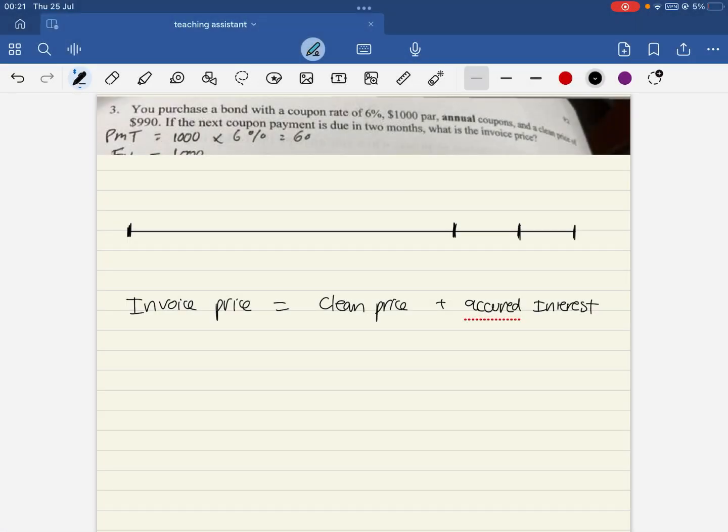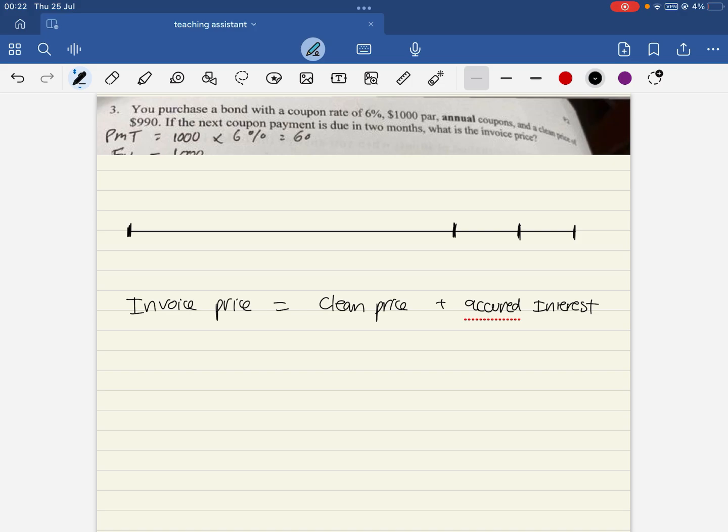Moving up to the next question. You purchase a bond with a coupon rate of 6%, $1,000 par, annual coupons, and a clean price of $990. If the next coupon payment is due in 2 months, what is the invoice price? For this exercise, first I want to provide the formula. So invoice price is equal to clean price plus accrued interest. What do I mean by this?